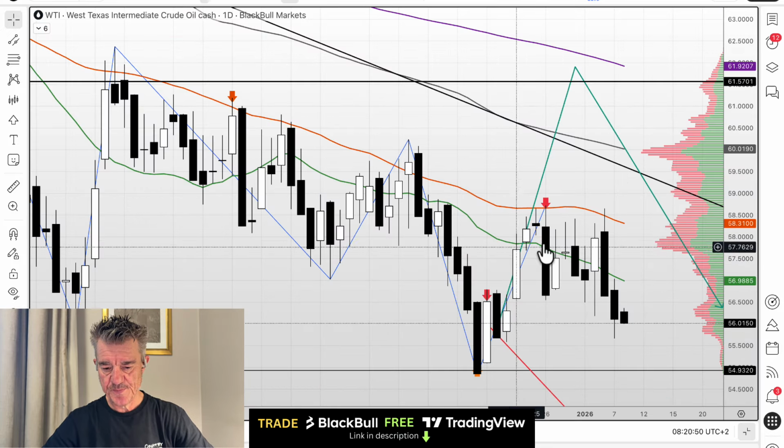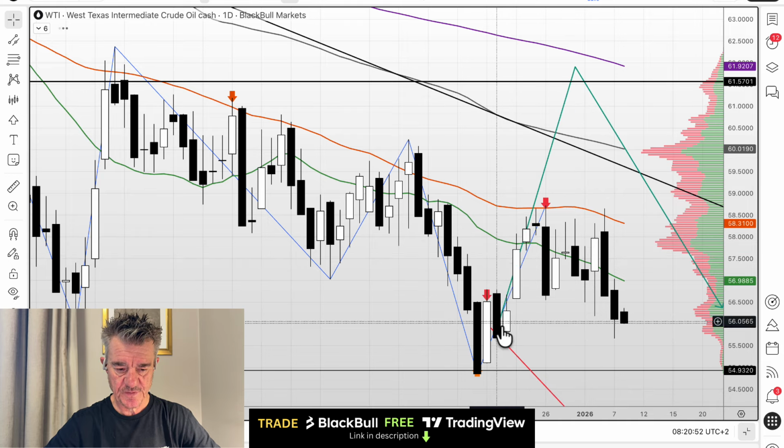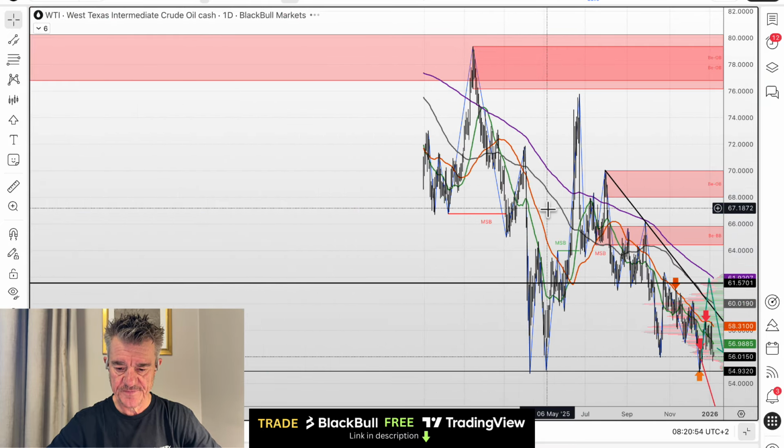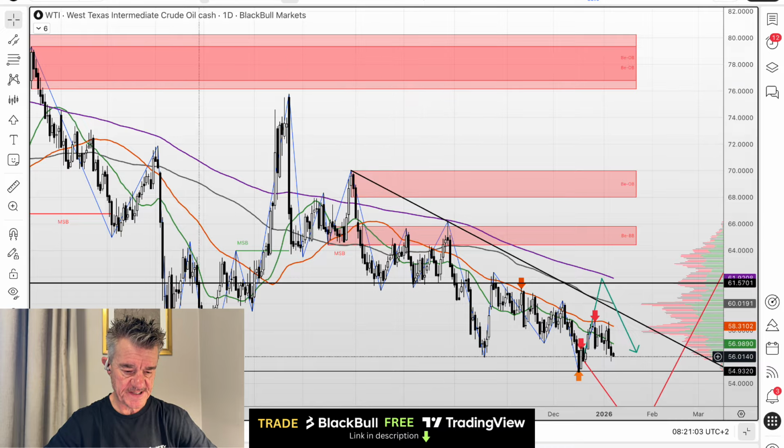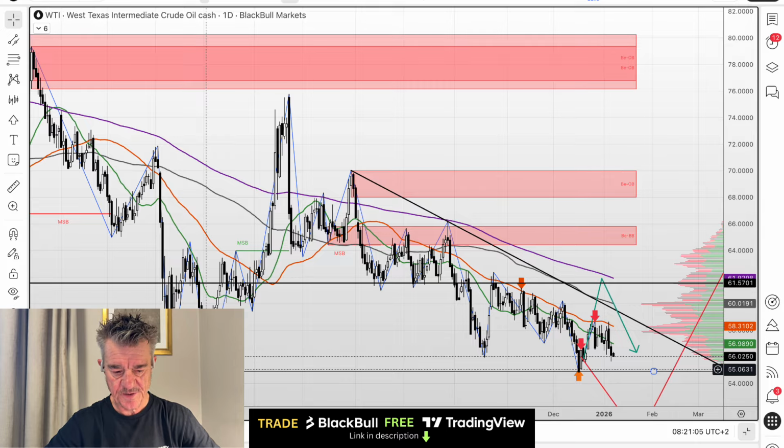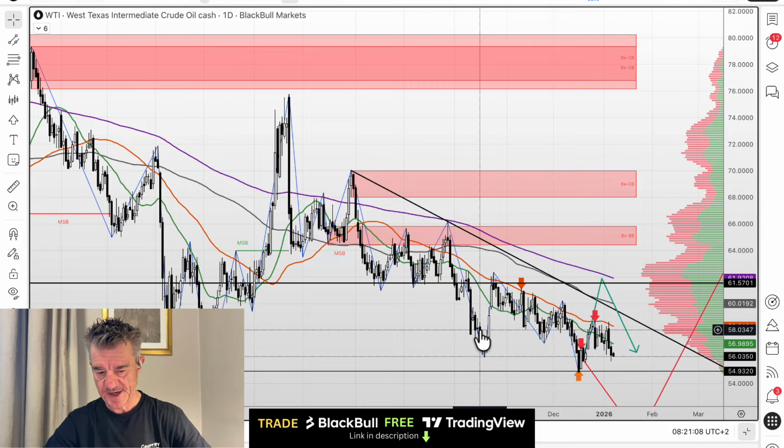Now, oil, I'm still short. We put a new tranche on yesterday. We've been short variously along the way. I've been short forever and a day on oil, and I'm still short. And aiming down to the $55 level, that's this twin double bottom over here to the left at 55. Looks like we're going to get there.